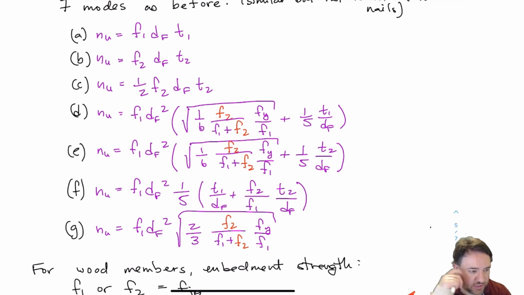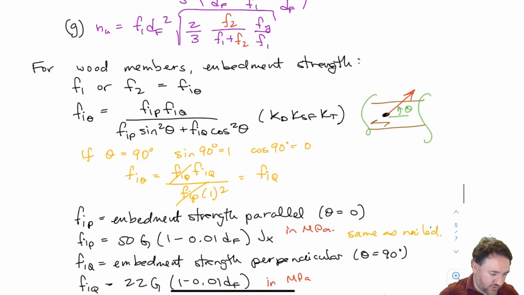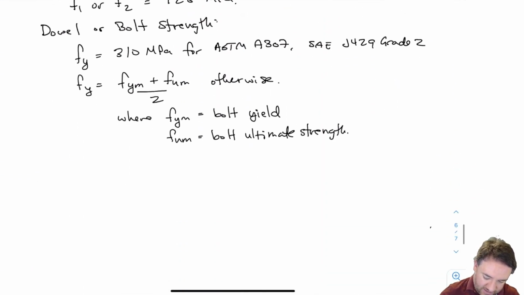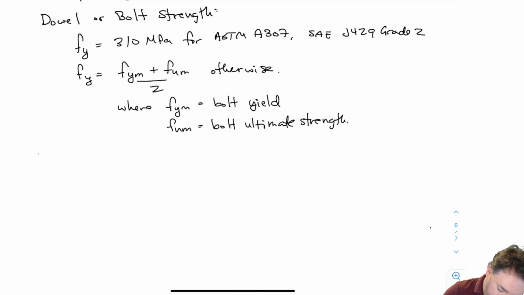I'm going to use the lowest of all of these, obviously, just as we did for nailed connections. So I find all the 7 mode strengths, and then whichever one is minimum, that's the one that's going to govern, and that's what I'm going to use to calculate my total lateral yielding resistance, which has an equation that looks like this.